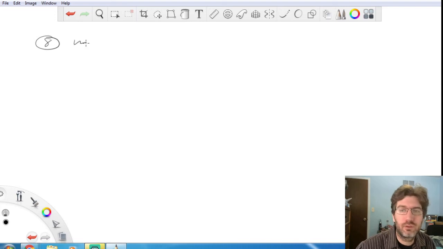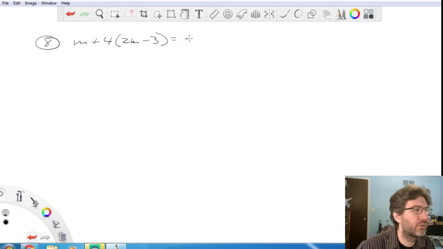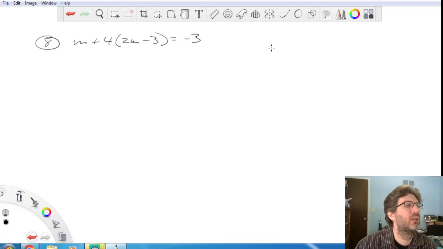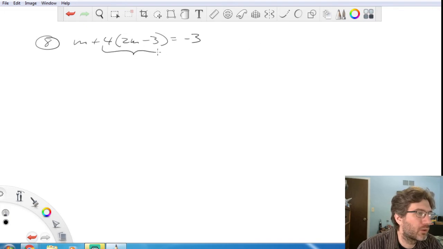It says m plus 4 times 2m minus 3 all equals -3. When it comes to these, you should know this right away: distribute. So you're going to do 4 times that and 4 times that. I'm going to distribute m plus 4 times 2 gives me an 8, and then the m is just going to be tacked on. And then this is a -3.